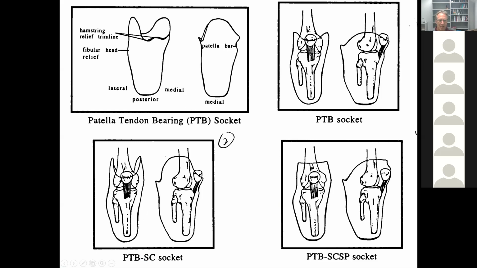This is a supracondylar socket, same as this here, and there you can see in this drawing that the trim lines go above the condyles. And this is a supracondylar suprapatellar. That's what the SP stands for here. SC, supracondylar, SP, suprapatellar. And we'll talk over the next little bit about why we might use a suprapatellar type of socket.